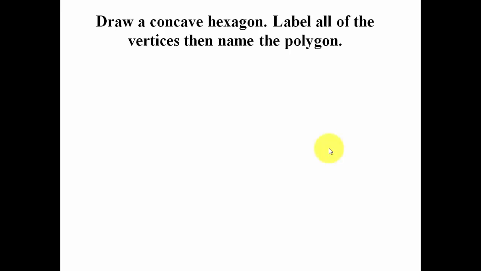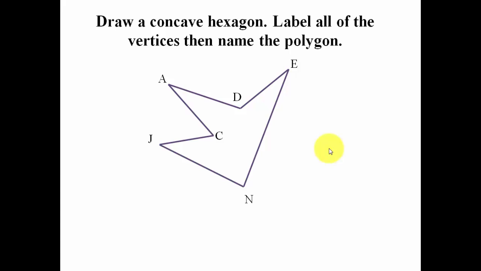Next example, draw a concave hexagon. Label all of the vertices, then name the polygon. So I want you to pause the video, try this on your own, and then play the video. You will probably have a different answer than I do, because there are millions of ways that you could name and label and draw a concave hexagon. So here's what I chose to draw.